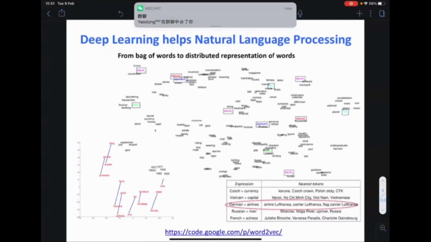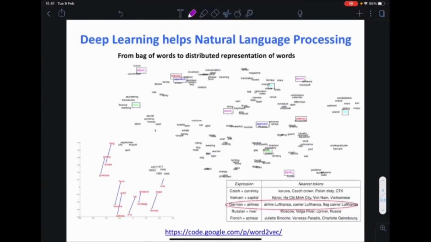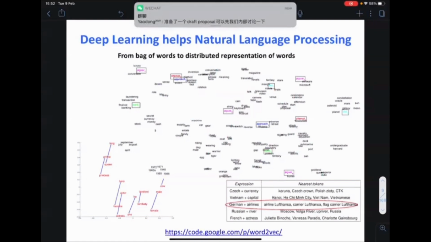So same case with NLP, natural language processing. People start with word embedding. And this embedding is very impressive because when you're using a so-called distributed representation, which is nothing but using a vector to represent each of the words, you can find that they have certain semantic relationship.